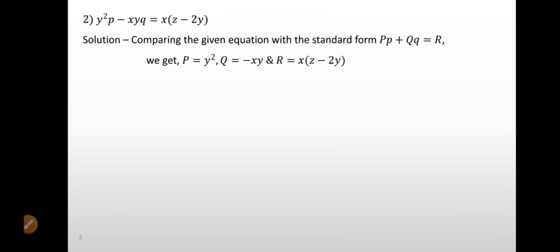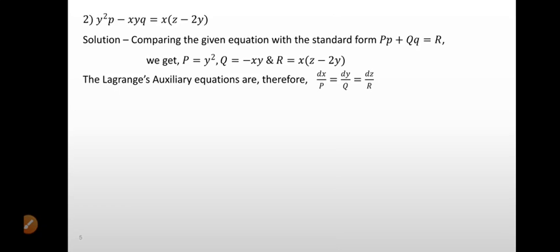Now let us see one more example. This is very simple. We can easily identify capital PQR. Now write the auxiliary equations with these PQR results. So dx upon y square equal to dy upon minus xy equal to dz upon x into z minus 2y.